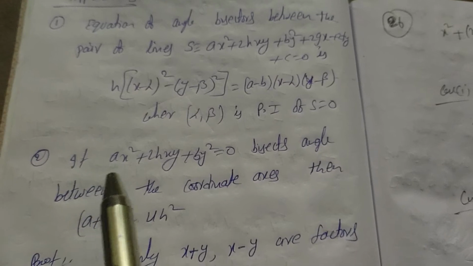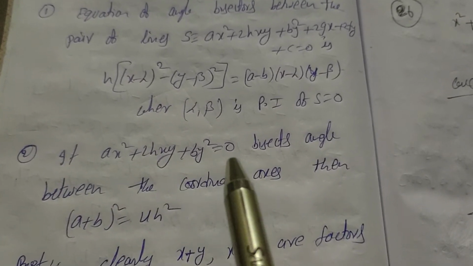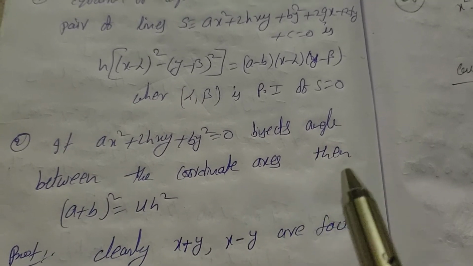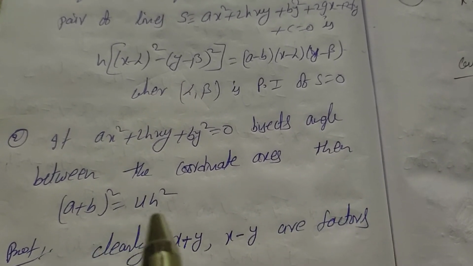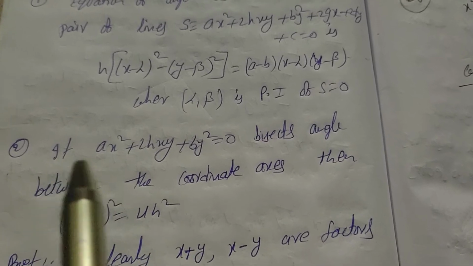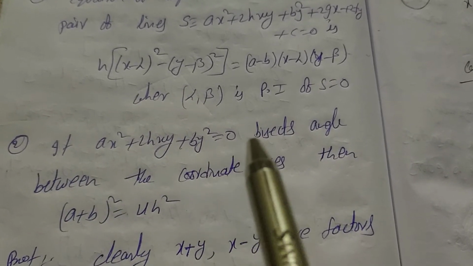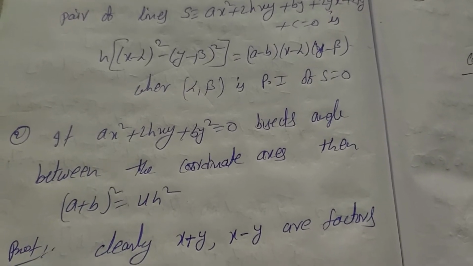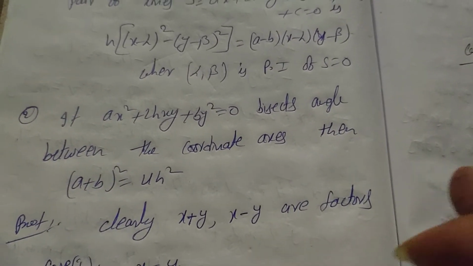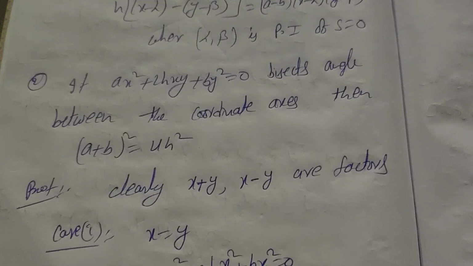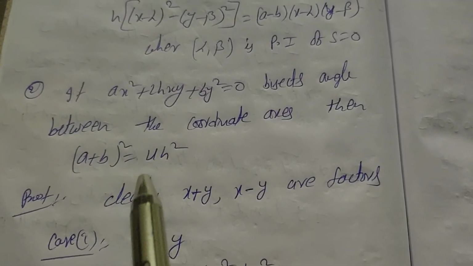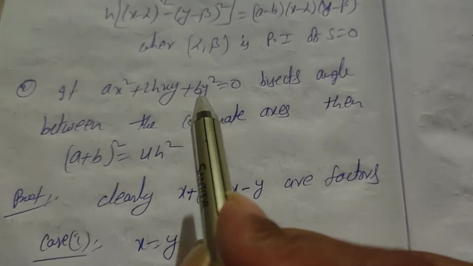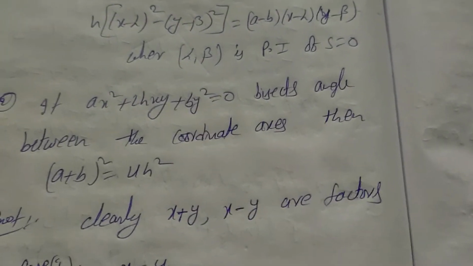Next, the second point: if ax square plus 2hxy plus by square is equal to 0 bisects the angle between the coordinate axes, then (a plus b) whole square is equal to 4h square. Angle between the coordinate axes means ax square plus 2hxy plus by square should represent the angular bisectors of the coordinate axes.